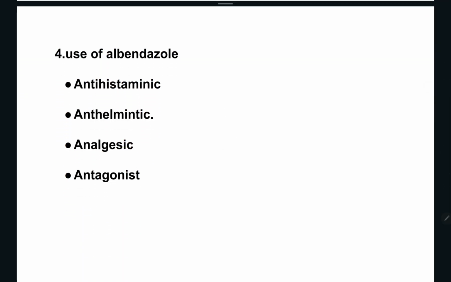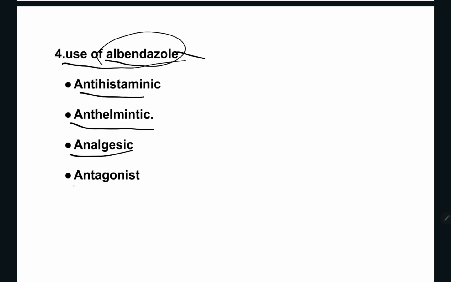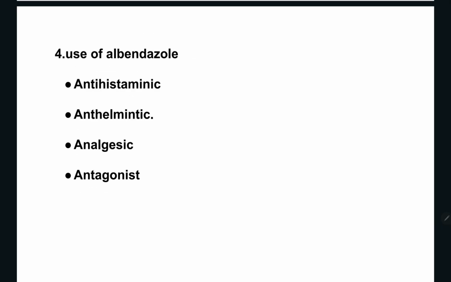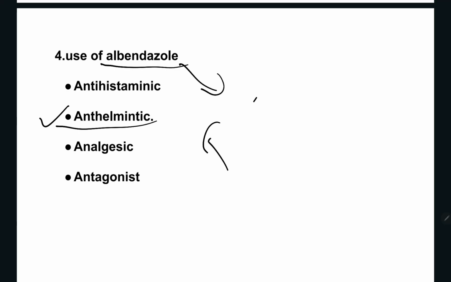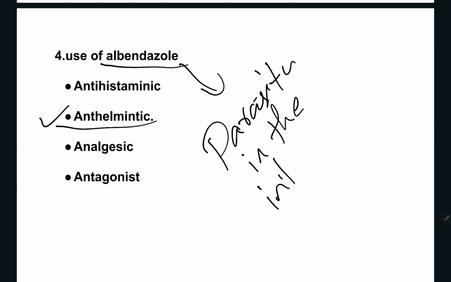The next question is the use of albendazole medication. Option A, it is antihistaminic. Option B, anti-emetic. Option C, analgesics. Option D, antagonist. The right one is anti-emetic. So this medication is anti-emetic. It is used to prevent the parasites in the intestine, that is nothing but worm infestations. For all these disease conditions we can use albendazole medication.